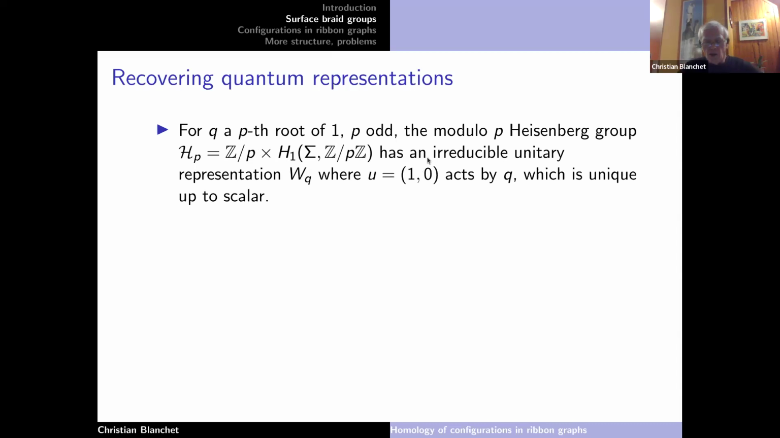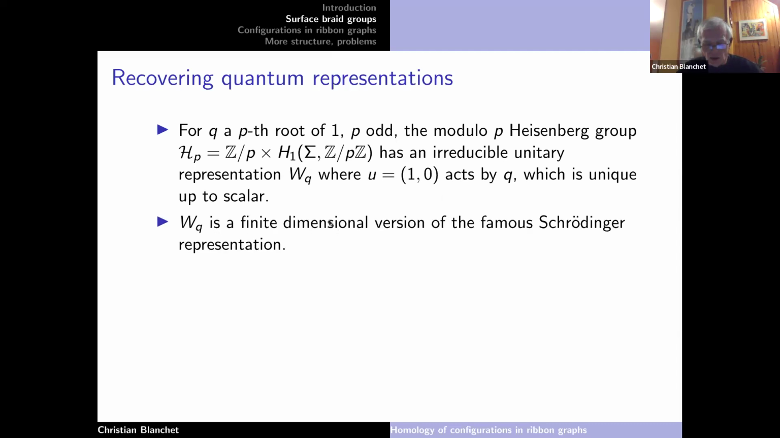And it happens that it has a finite dimensional, I should say, Schrödinger representation. It has an irreducible unitary representation, WQ, where U equal 1 dot, so my generator of the center, acts by Q. And it is unique up to scalar. So coming back to my previous comment, this representation is a finite dimensional version of the famous Schrödinger representation, which could also be used.